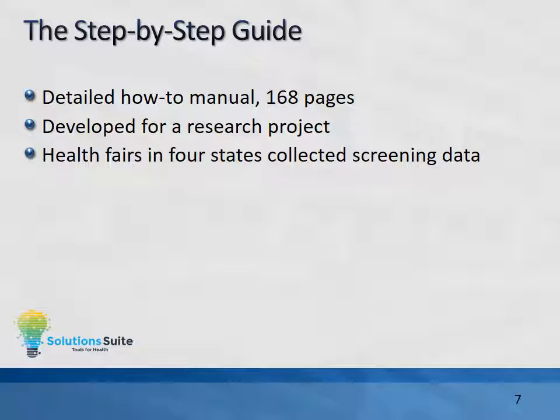Our step-by-step guide for planning and conducting a health fair is a 168-page how-to manual. This guide came out of a joint research project between the Center on Psychiatric Disability and Co-occurring Medical Conditions at the University of Illinois at Chicago and the Collaborative Support Programs of New Jersey Wellness Institute. In this project, health fairs were organized and offered in 4 states, and screening data were collected. The early versions of the guide were developed as a way to train project staff and to set up the health fairs in consistent ways. The team learned so much about the process of planning and conducting a health fair, and participants found them so useful that offering a step-by-step guide to the field seemed like a logical next step.